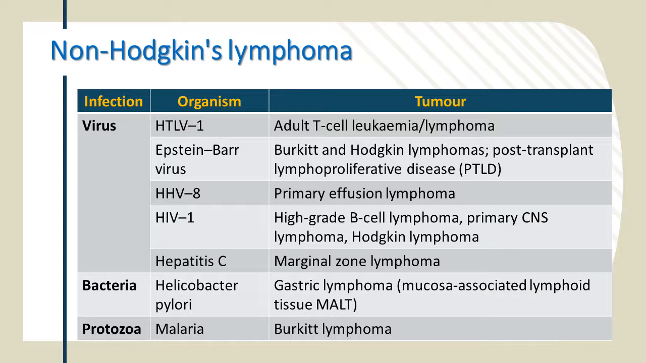Other viral infection is the HIV-1, which can cause Hodgkin lymphoma, high-grade B-cell lymphoma, which is regarded as non-Hodgkin's subtype, or even primary CNS lymphoma. In addition, hepatitis C virus may cause the marginal zone lymphoma. For the bacterial infection, Helicobacter pylori may have a crucial role in the causation of gastric lymphoma. Malarial infection can also cause Burkitt lymphoma.